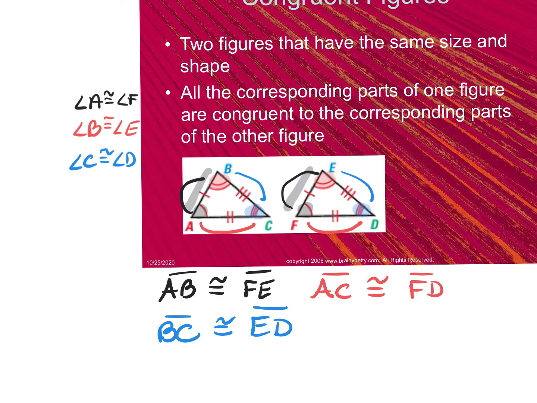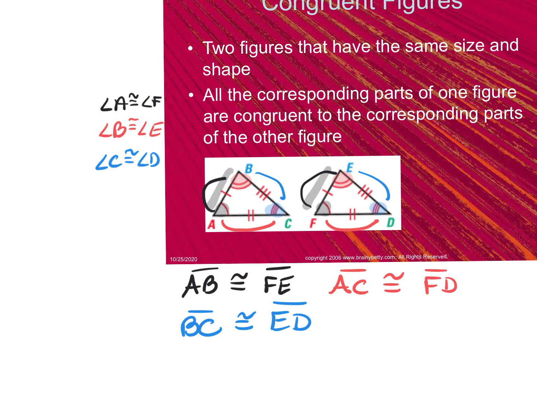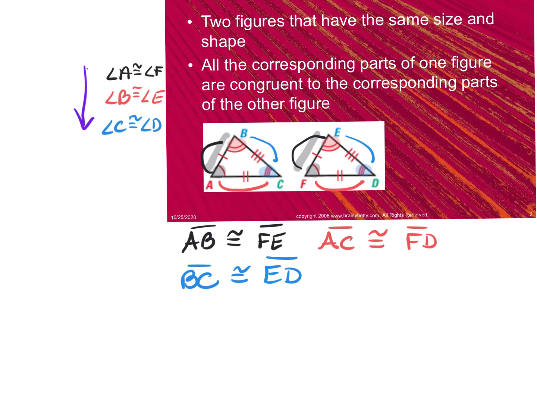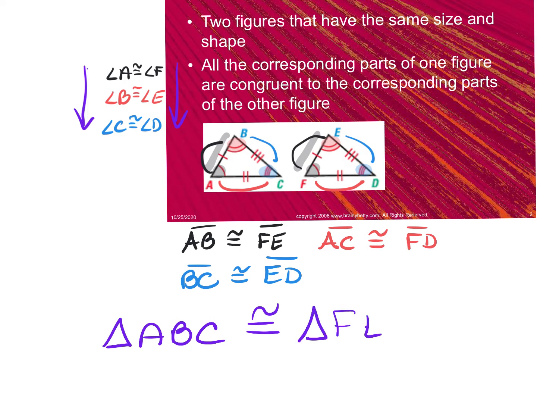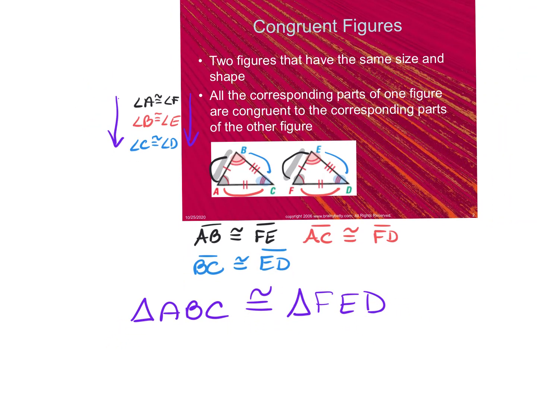So now, to write the congruency statement, I could go in order of what I've written here for my angles, and then I'm going to write it as triangle ABC is congruent, and write down the same order on this side, to triangle FED. Now, if you notice in your congruency statement, the first letter, A, is matching with the first letter in the other triangle. So this tells me A and F are congruent.